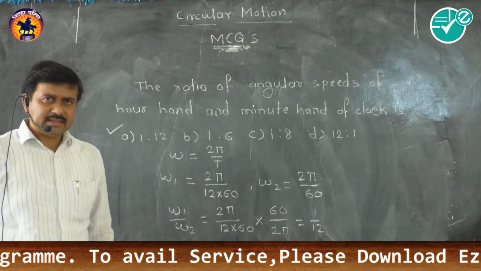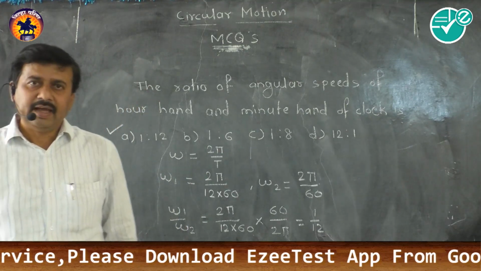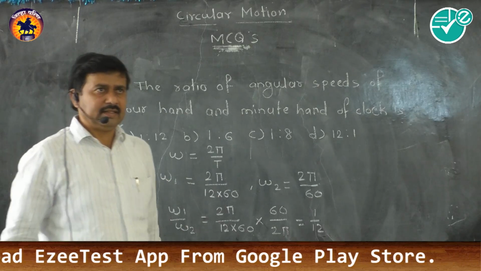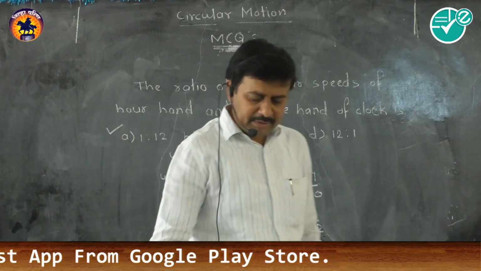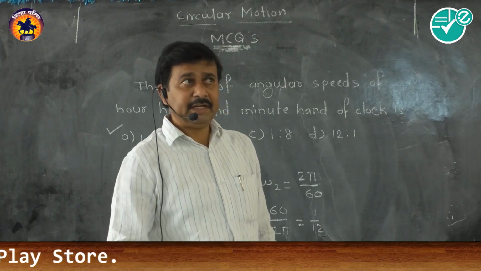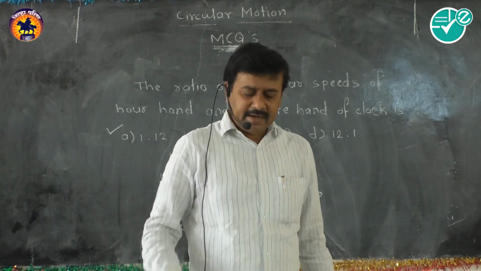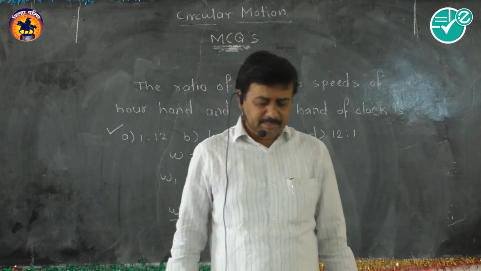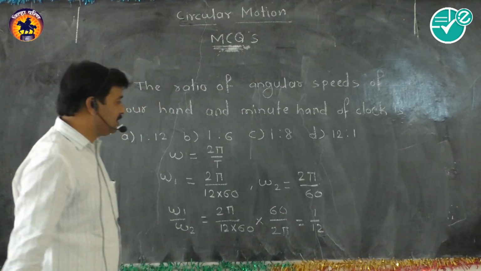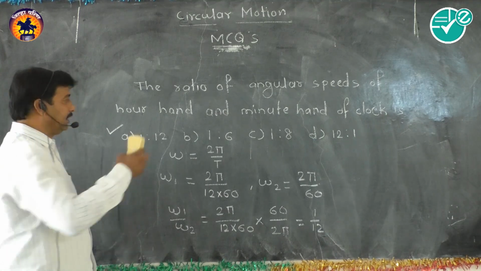Likewise, we can have the ratios if other hands of the clock are mentioned. The pair may be changed to minute hand and second hand, or hour hand and second hand, so the same question can be repeated likewise. So this is quite an easy one. We will go for another one.